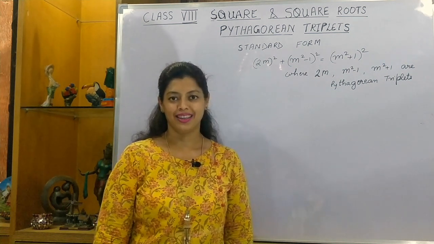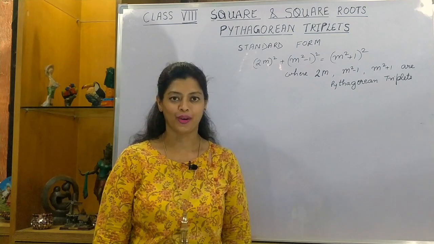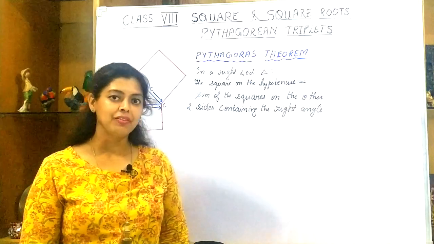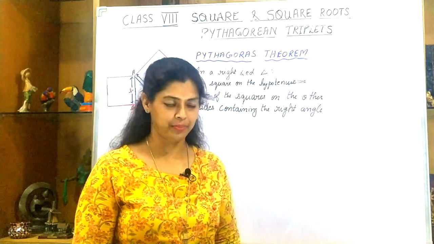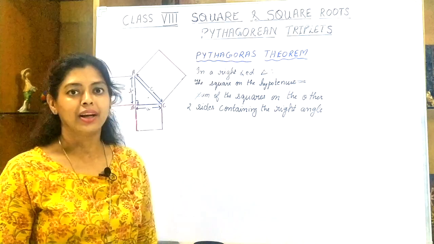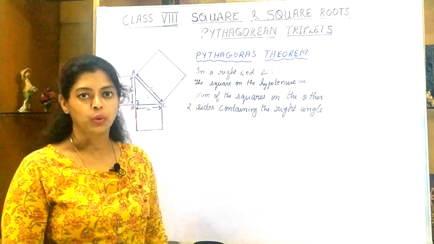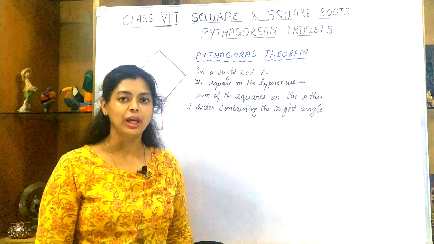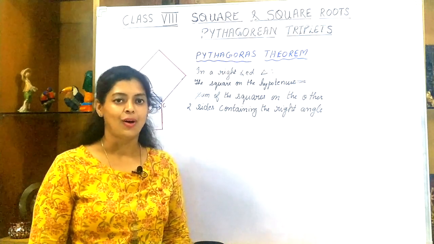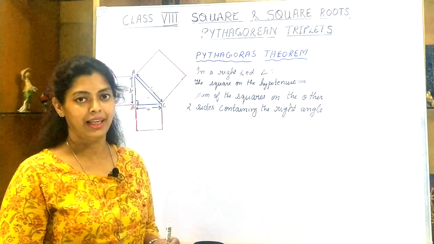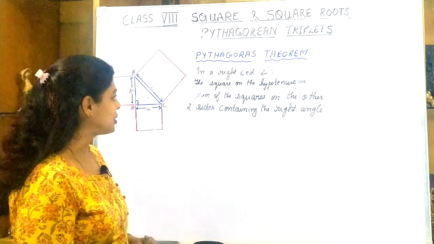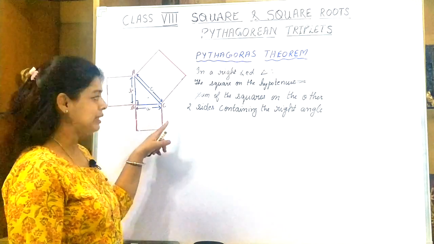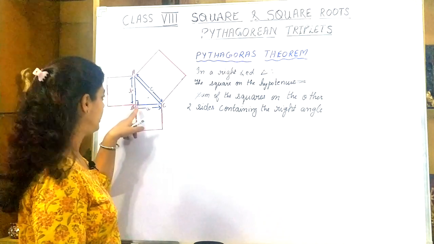My name is Sonia. Today we will be doing Pythagorean triplets. In our previous classes we have studied the Pythagoras theorem, which states that in a right angled triangle, the square on the hypotenuse is equal to the sum of the squares on the other two sides of the triangle containing the right angle. Now suppose I have a right angled triangle ABC where angle B is 90 degrees.